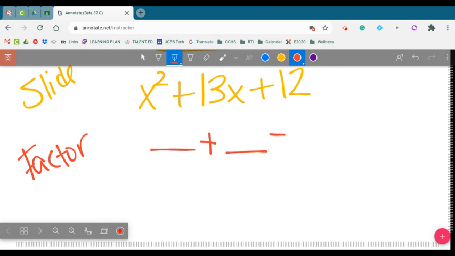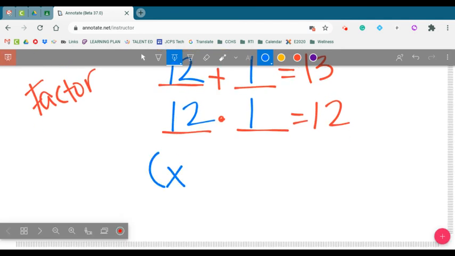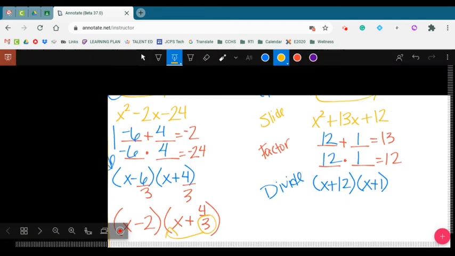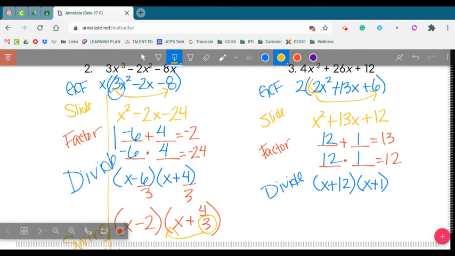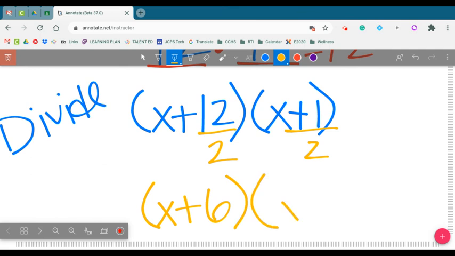So what plus what equals 13, and what times what equals 12? It's going to be 12 and 1. So I'm going to have x plus 12, x plus 1. My next step is to divide. So I'm going to divide both of those by the 2 that I swung at the beginning. So I'm going to get x plus 6, because 12 divided by 2 simplifies. Now 1 over 2 does not simplify, so I'm going to leave it.